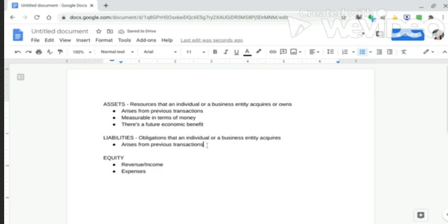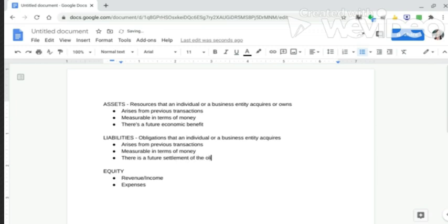So, for liabilities, it should arise again from previous transactions. And same, it should be measurable in terms of money. Siyempre, paano mo i-record if we can't measure it in terms of money? Kaya nga tayo nag-accounting because we're trying to identify here where do our cash flows or where our money or other resources goes. And the difference here is there is a future settlement of this obligation.